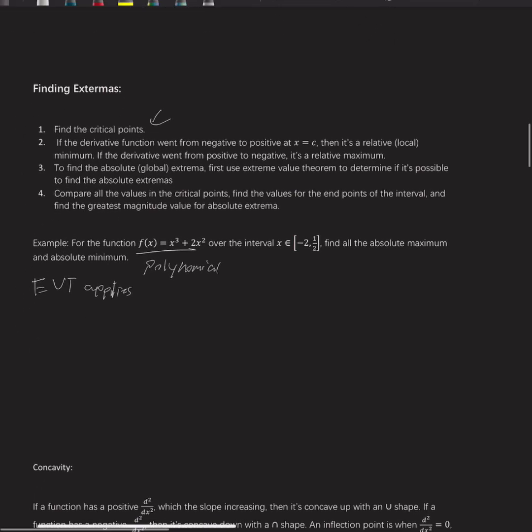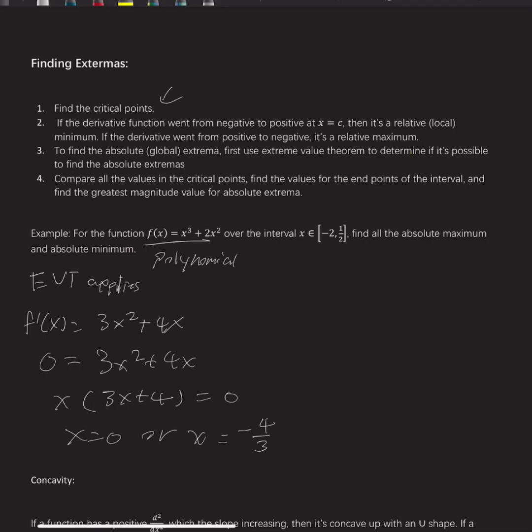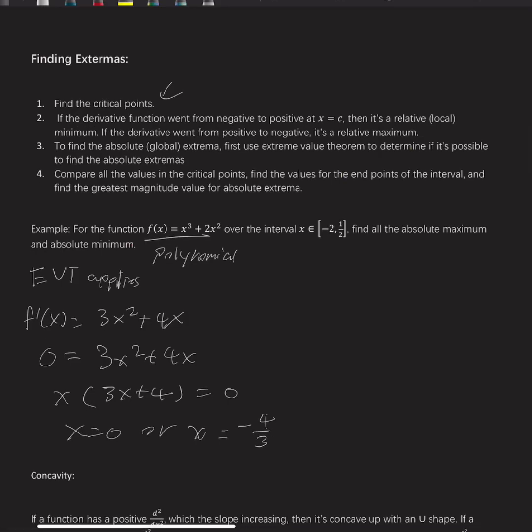So first we should find all the critical points. To find a critical point, we need to find the derivative. So f prime of x is equal to 3x squared plus 4x. And since it's a polynomial, we can just set the derivative to 0. Don't need to worry about undefined. 0 equals 3x squared plus 4x. We can factor this, so that's x times (3x plus 4) equals 0, so x equals 0 or x equals negative 4/3. So these are the possible critical points.